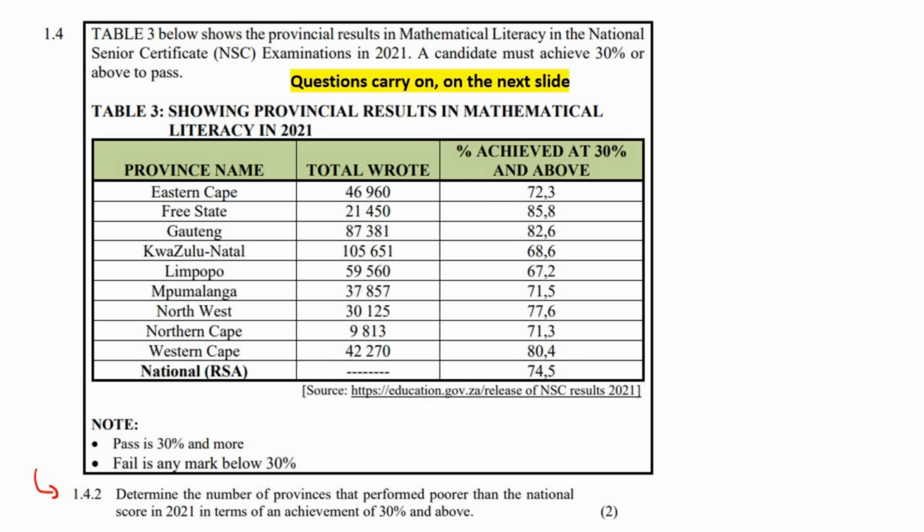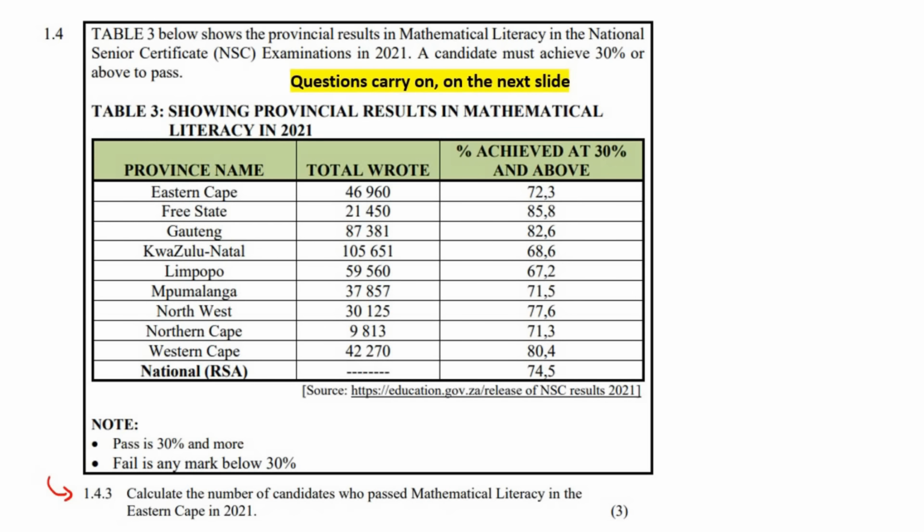The next question says, determine the number of provinces that performed poorer than the national score in 2021 in terms of an achievement of 30% or more. Okay, that's a confusing question, unless something's not clicking in my head. I get it. Determine the number of provinces that performed poorer than the national score.